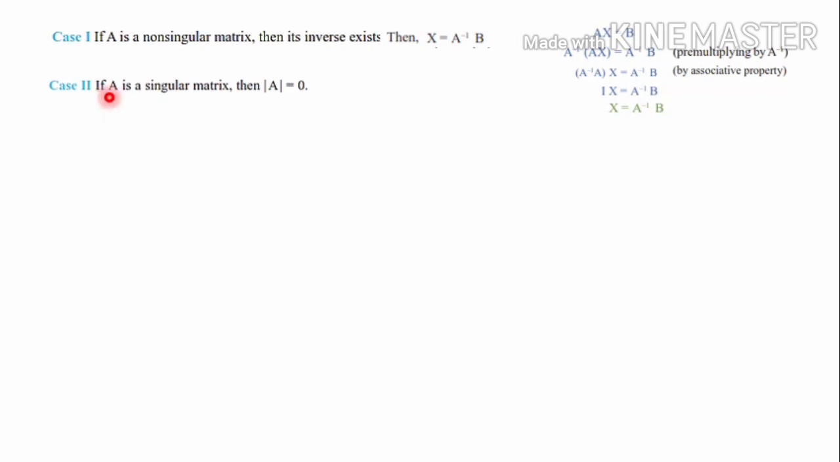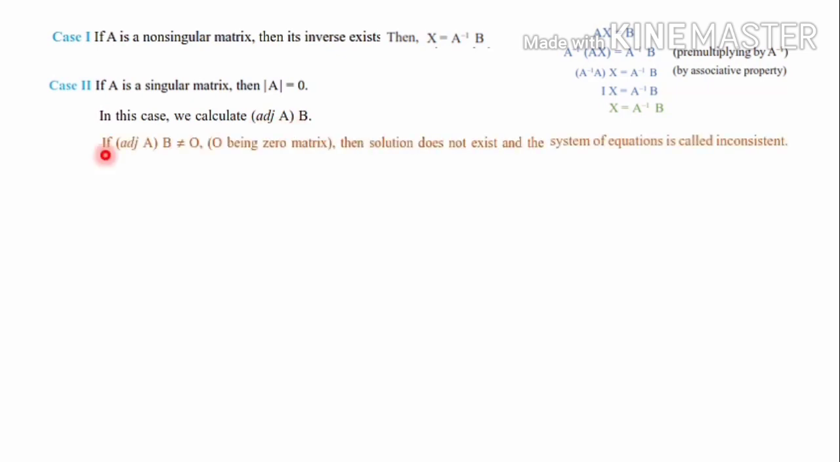And in case 2, if A is a singular matrix, that means if determinant A equal to 0, then we have to calculate adj A into B. And in this case also we have two special cases, that is if adj A into B not equal to O, that is O being a zero matrix, then solution does not exist and the system of equations is called inconsistent. Means if adj A into B not equal to 0, we can come to the conclusion that the system of equations is inconsistent.